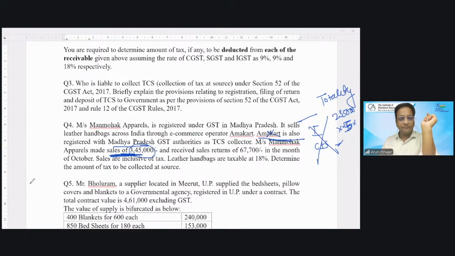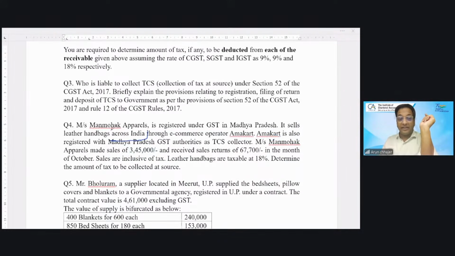Okay, beta. I intentionally did not tell you this word. Intentionally, I have not read this word to create the confusion, and I have highlighted the ECO's location only to create the confusion. I hope now you are clear. Correct?